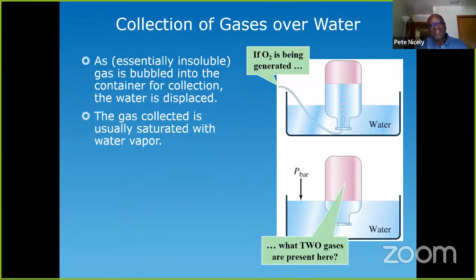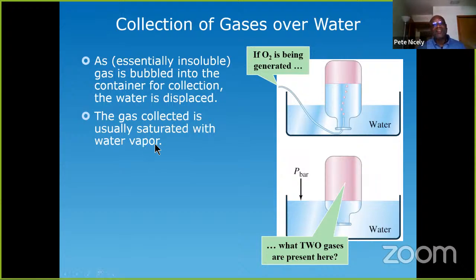Now, let me just say that this method only works for gases that are not very soluble in water, right? So this would work for gases like oxygen, nitrogen, hydrocarbon gases like methane and so on. It will not work for collection of gases like ammonia or hydrogen chloride or chlorine, because those gases will actually dissolve in water and react with water, right? So the method that I'm describing here only works for gases that are very insoluble in water.